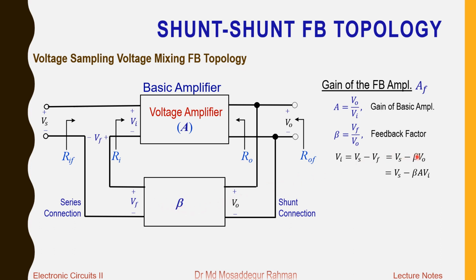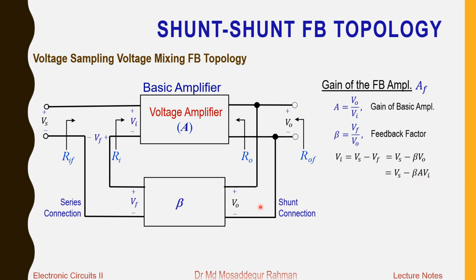Now V0 is the output of the basic amplifier, whose input is Vi. So from the definition of the gain of the basic amplifier, A is V naught by Vi, V naught is A Vi. So substituting A Vi for V naught, finally we get this expression for Vi.